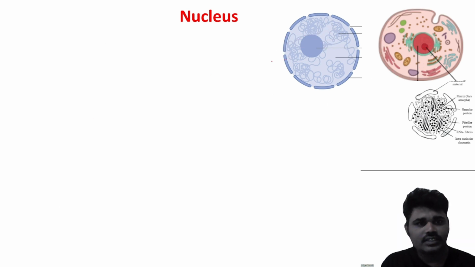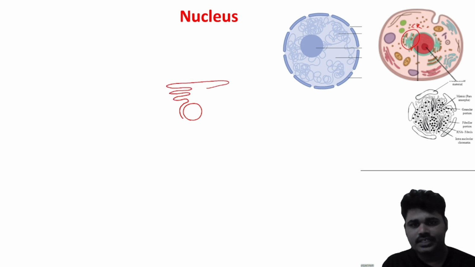Look at the structure exactly. At the outer layer, a structure is present that is called the endoplasmic reticulum. Let's suppose this is a nucleus, this is the inner layer, and this is the outer layer, and from the outer layer the endoplasmic reticulum emerges, like this.